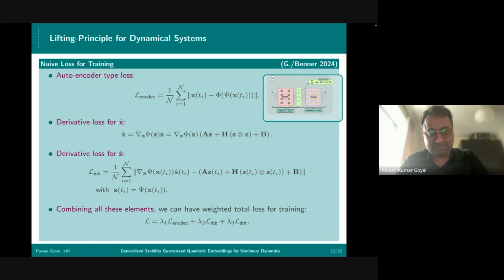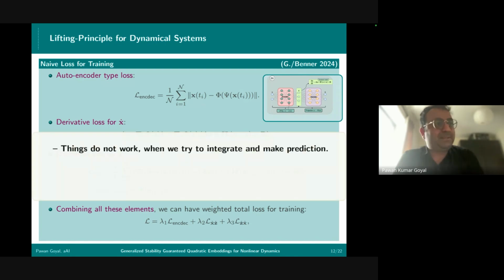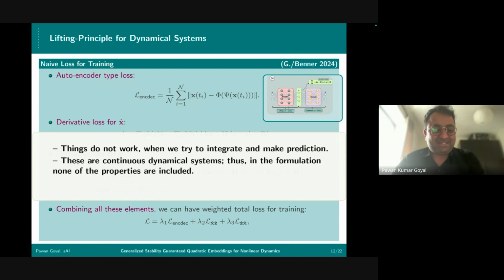Maybe the things will be nice, but things do not work. The thing is that when we try to integrate the latent space, then the latent space cannot be integrated, or we cannot make the prediction correctly. So typically you will get unstable systems. Typically what we have is a continuous dynamical system, but in the formulation of the loss function, we have not used any property of dynamical systems at all. So we just have data, and we just try to fit a classical autoencoder and some loss functions for the derivative approximation. But as such, we have not used any property of dynamical systems yet.